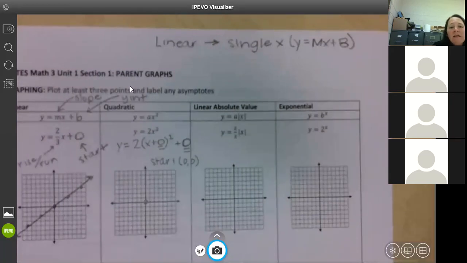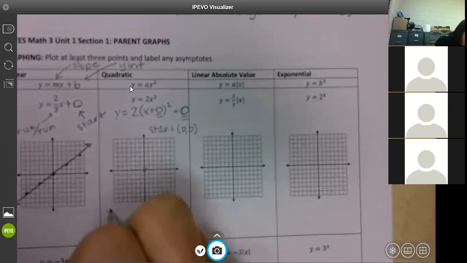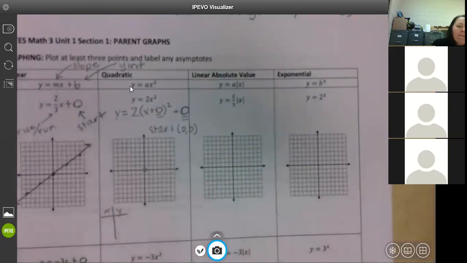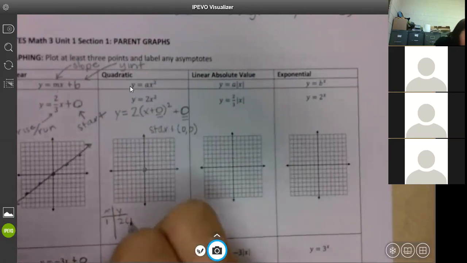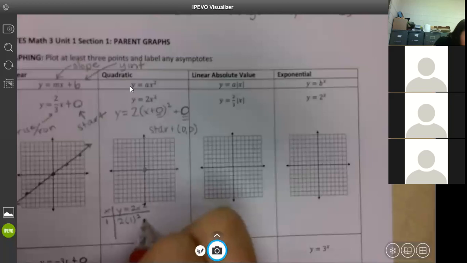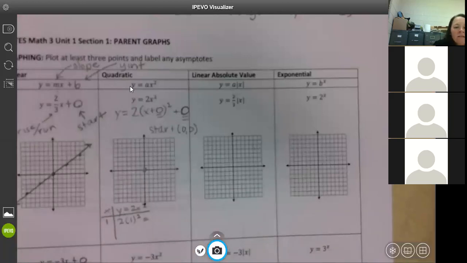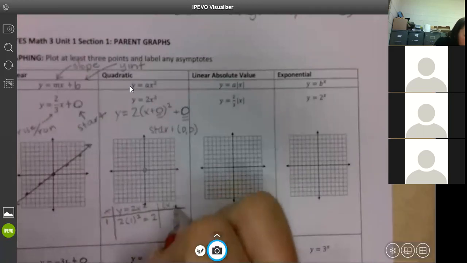All right, so then to find your other points, for now, you have to plug in. I'm going to show you on the calculator as well, but for the first couple, I'm going to show you how to plug in. So we have x and y. I'm going to make an xy chart. If we have 1, we're going to plug it into the equation that we were given, y equals 2x squared. And then 1 squared is 1 times 2 is 2. That means your coordinate is 1, 2, and you can plot it.